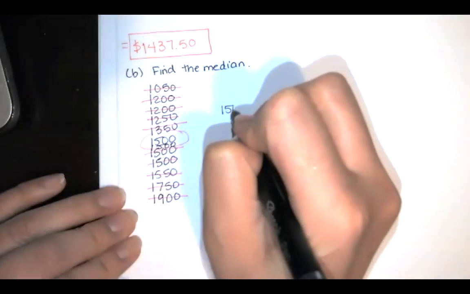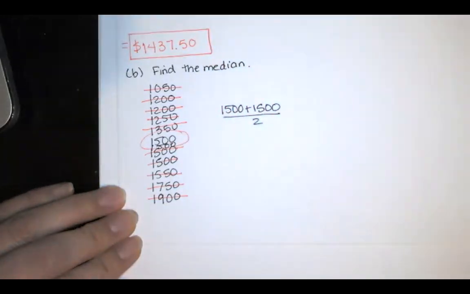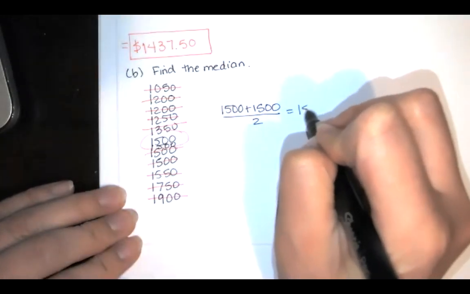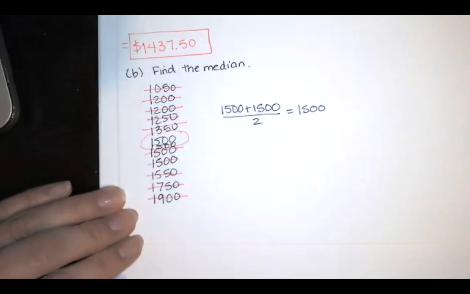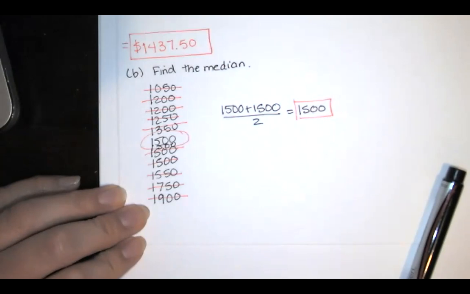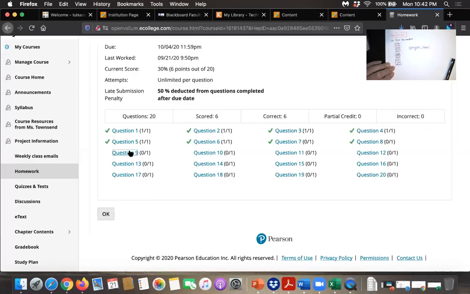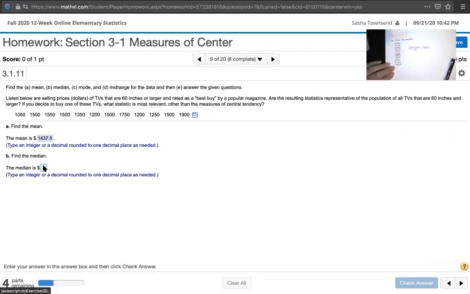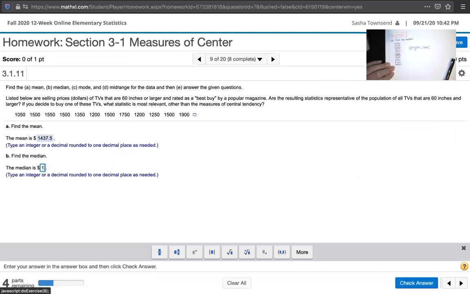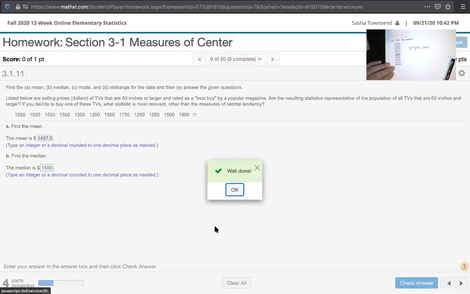So to find the median, you're going to do 1500 plus 1500 divided by 2. But of course, the mean of two numbers that are exactly the same is just that number. So the median is 1500, and that's how we would do that by hand. Let's go back to that question again. See if it likes it. Okay, it says well done.